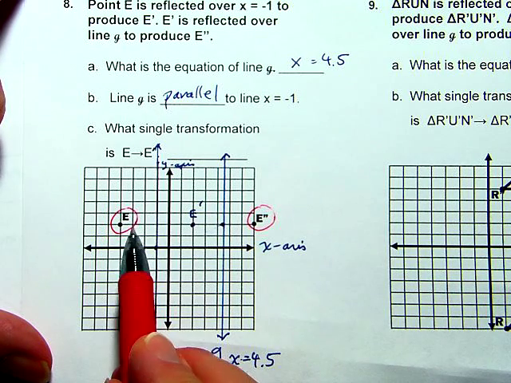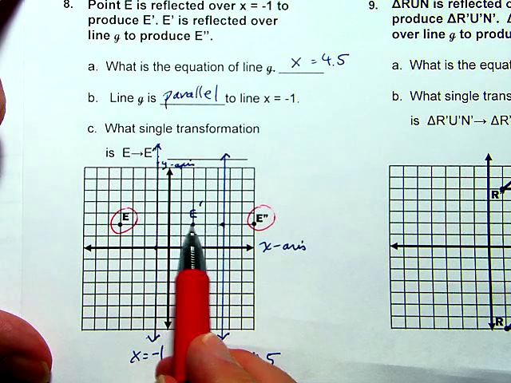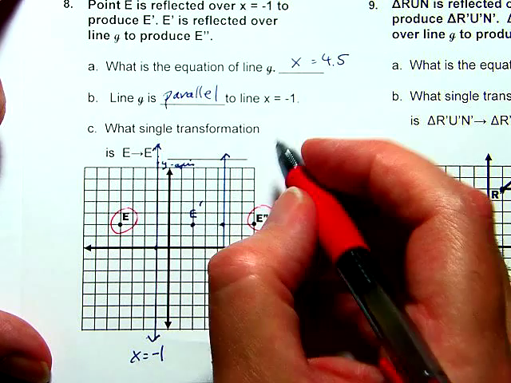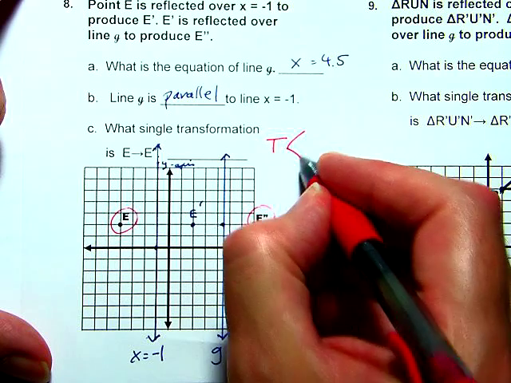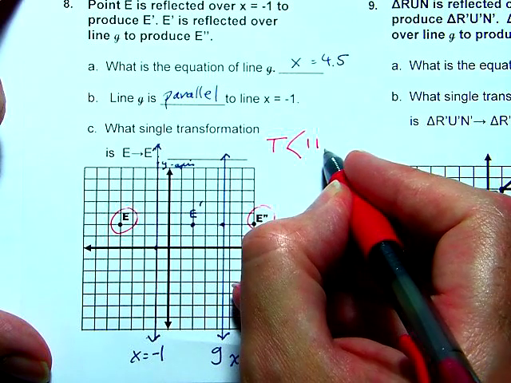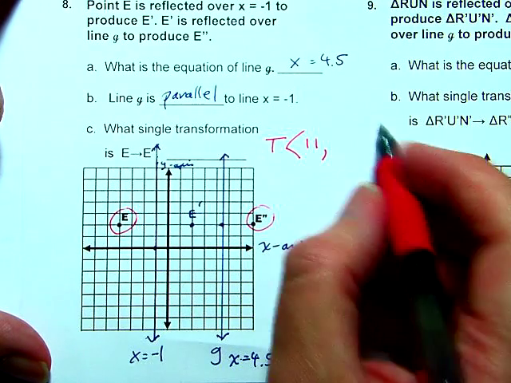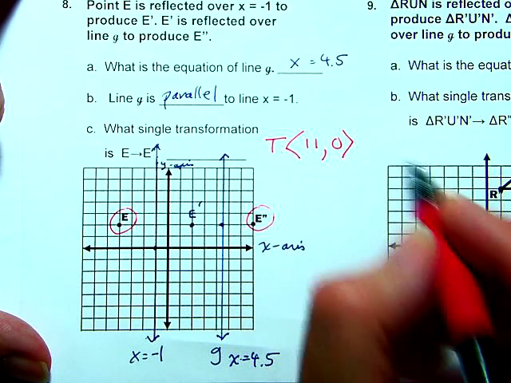Let me double check. So that would be a transformation 11 units to the right, which is +11 in the x, and 0 in the y. So 11, 0.